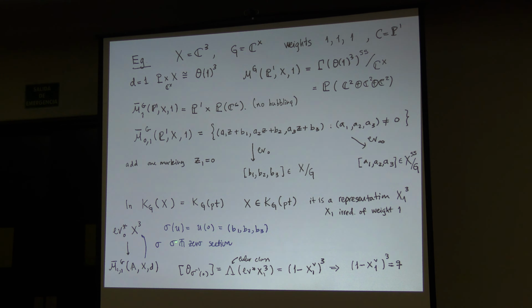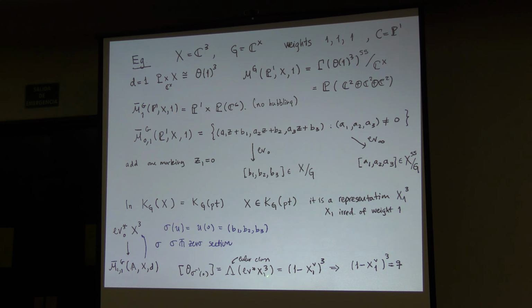And so evaluation at 0, the one that takes any polynomial of this form into B1, B2, and B3, will give you a section of the pullback of evaluation of zero of X3. And with that in mind, if you want to compute the fundamental shift of that, it will contribute for the counts that you are looking for. You just have to take all the classes, just because this is a section and you are taking the inverse image of the zero in that, then that's just the Euler class of the pullback evaluation of this x1 to the cube.